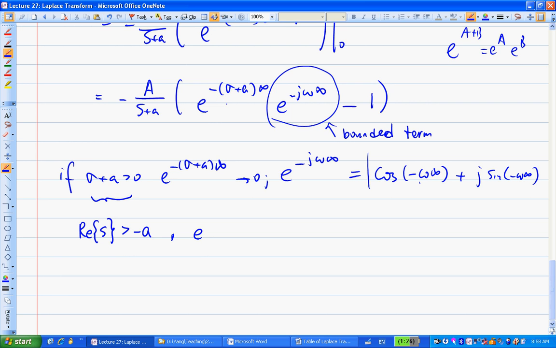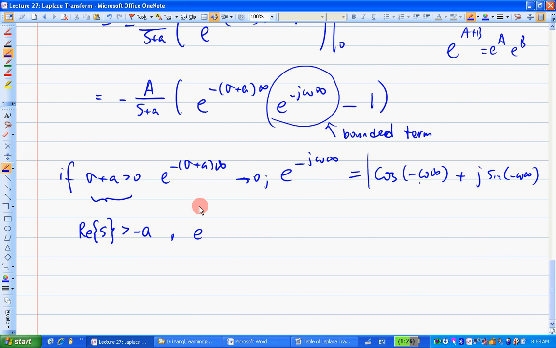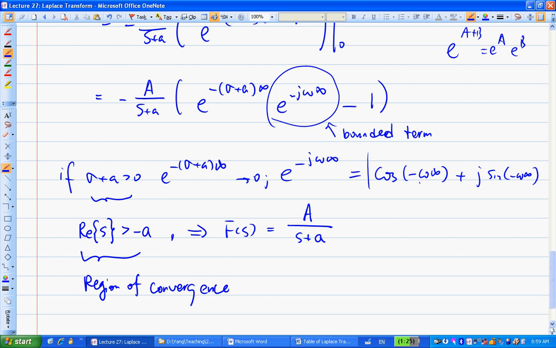If this term goes to 0, what do we end up with for the Laplace transform? Basically, it's this guy multiplied by -1. So we end up with the Laplace transform F of s equal to 1 over s plus a. This condition here is called the region of convergence. The Laplace transform exists under this condition right here.